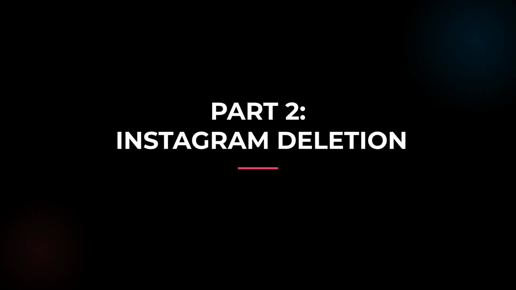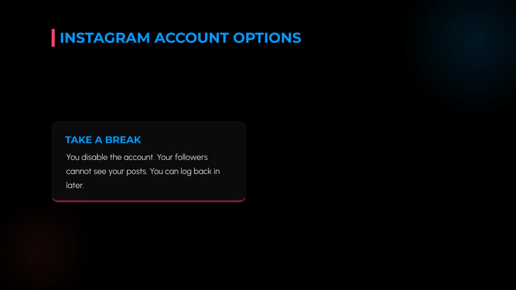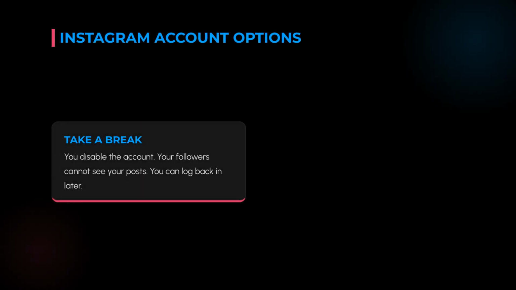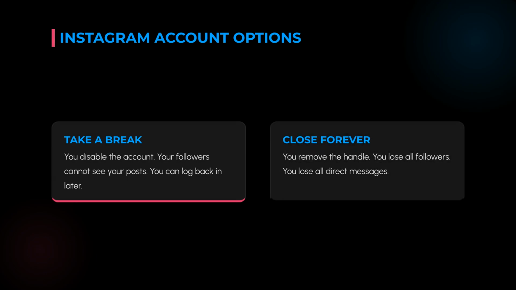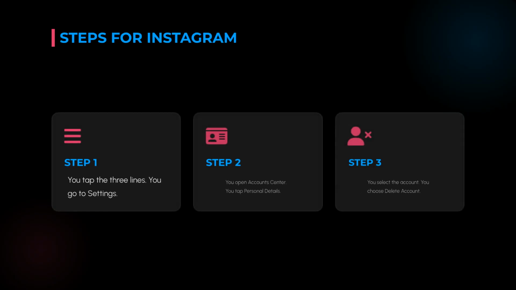Now, we move on to Part 2, Instagram deletion. This section focuses on removing your photo grid and account permanently. Instagram also offers options: take a break to temporarily disable the account and hide your posts, or close forever to permanently remove your handle, followers, and all direct messages. The steps for Instagram deletion are similar.